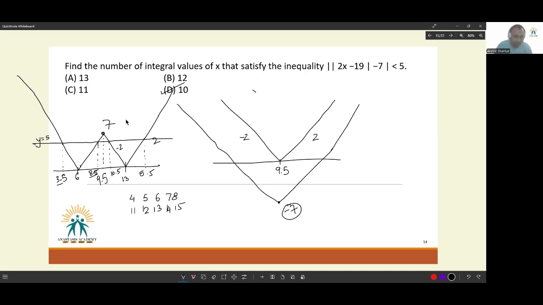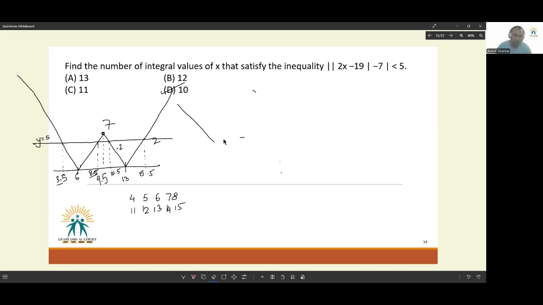Again, solving it graphically leads me to this diagram. Of course, making this diagram requires a lot of practice and basic theoretical understanding, in the absence of which I would have to make so many cases. First, 2x minus 19 is greater than 0, 2x minus 19 is less than 0. Now, within that, I have to branch out.